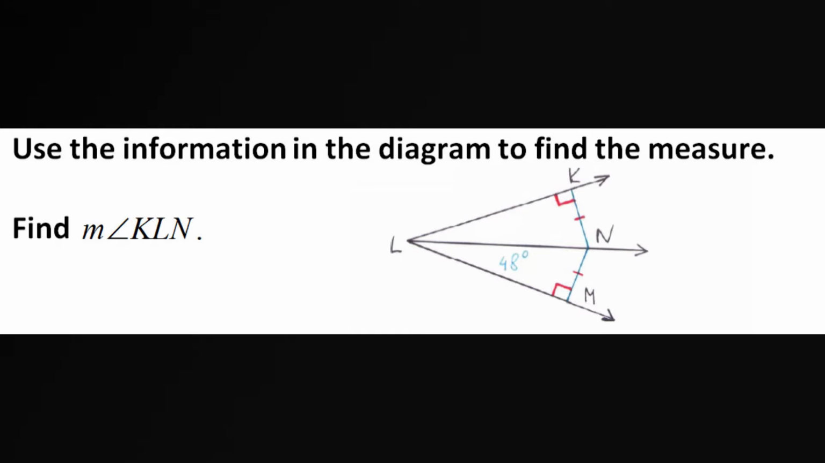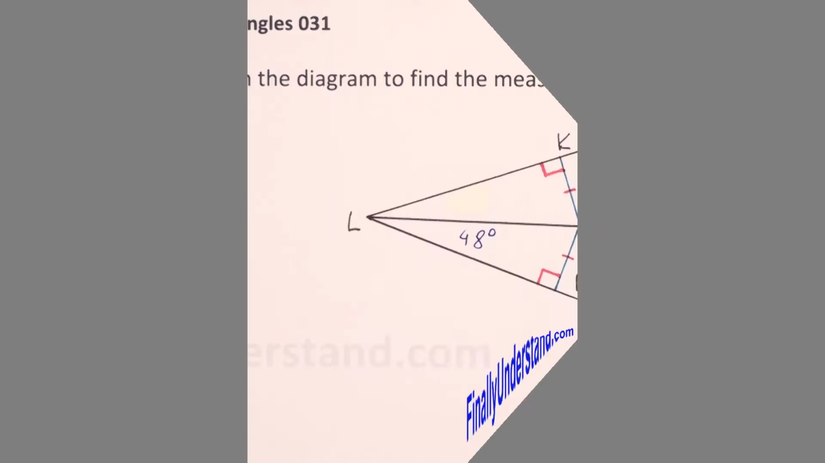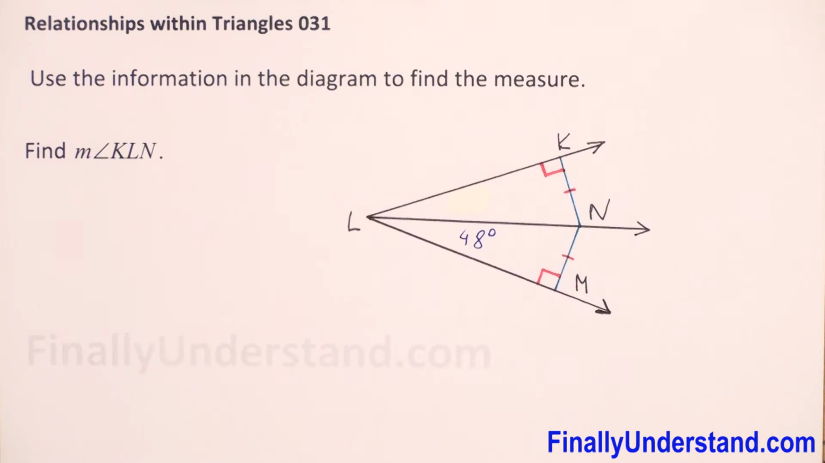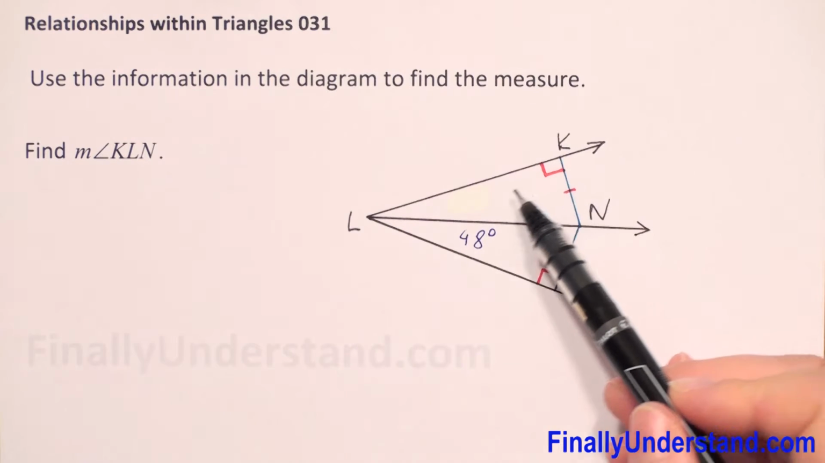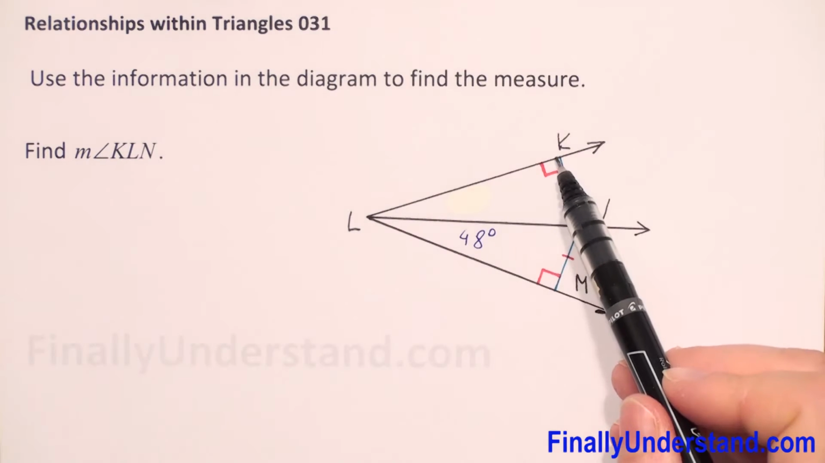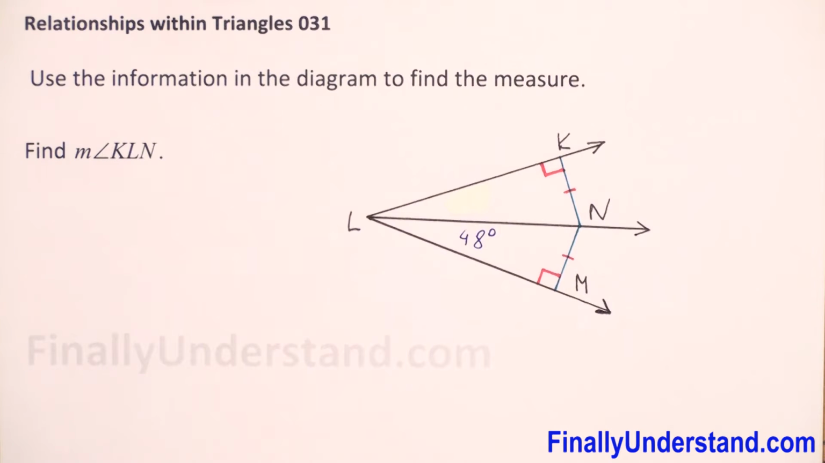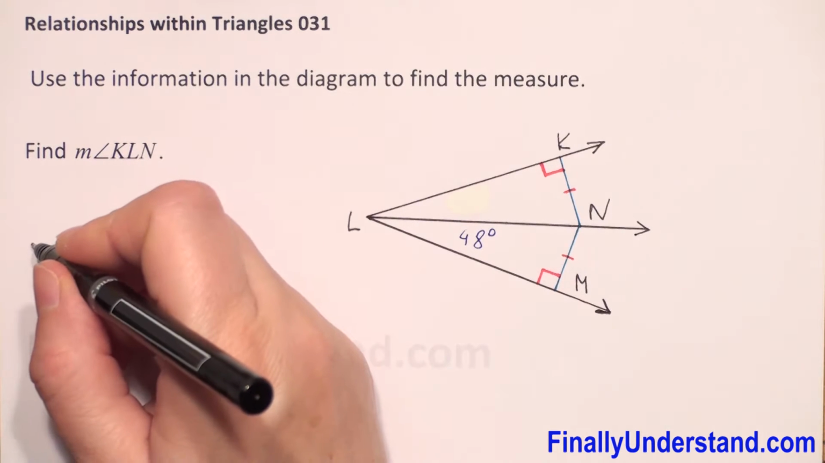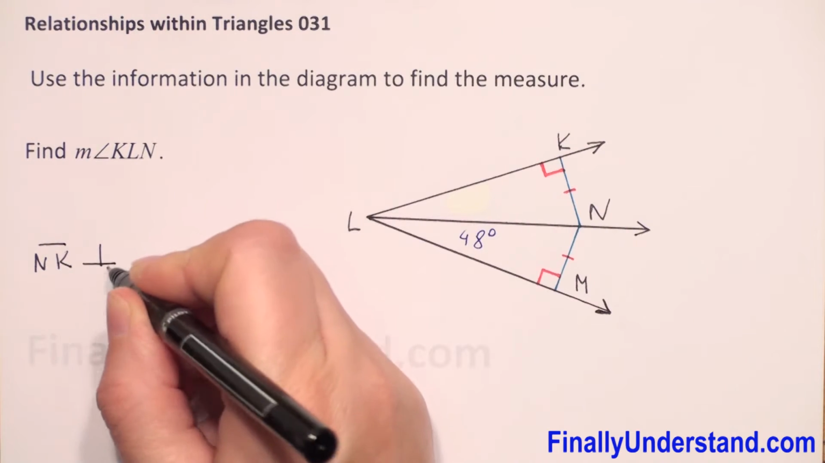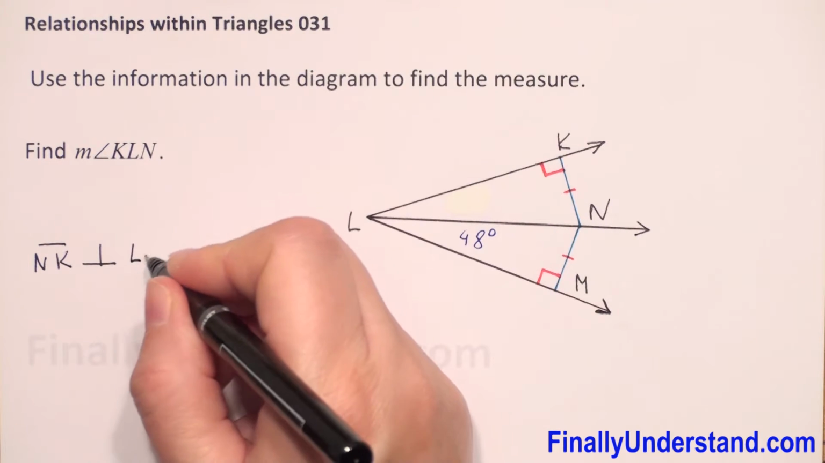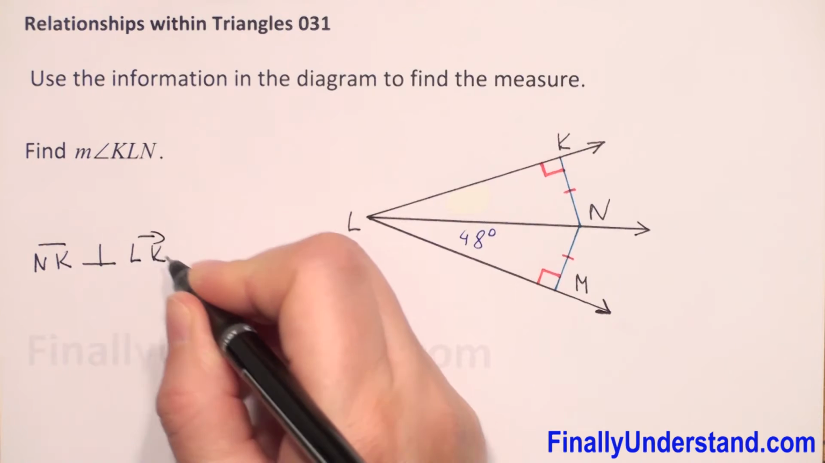We have to find the measure of angle KLN. Let's start with what we have given. On this diagram, NK segment is perpendicular to LK ray. So we can write that NK segment is perpendicular to LK ray.